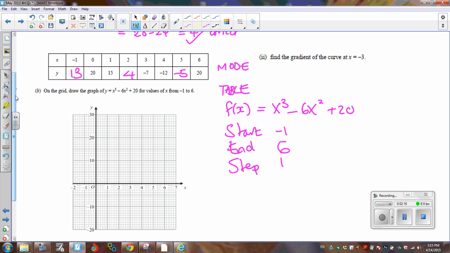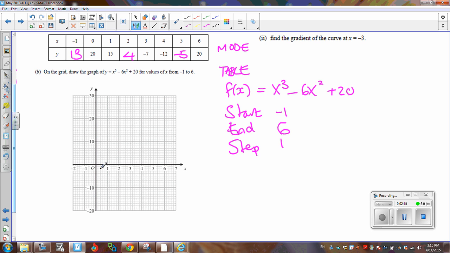So the next thing you need to do is plot those points on the axes that they've given you. First point is -1, 13. Well, each square is 1 unit here, so that's quite easy. 0, 20 is there, 1, 15 is there, 2, 4 is there, 3, -7 is there, 4, -12 is there, 5, -5 is there, and 6 takes you right back up to 20. So you can see the curve is looking like that. It's difficult for me to do on a computer, but you should be able to join these up into a smooth curve that goes through all of those points. There you go.